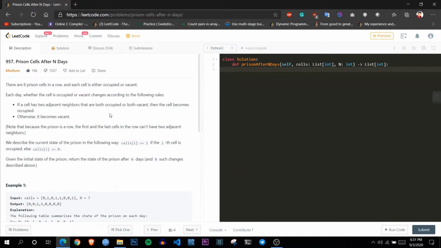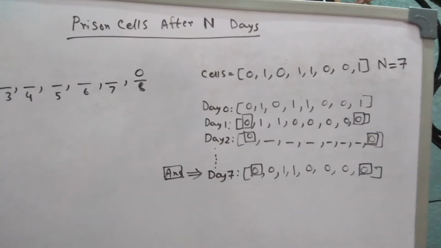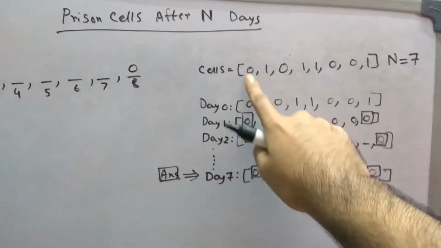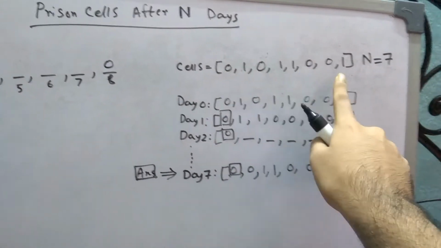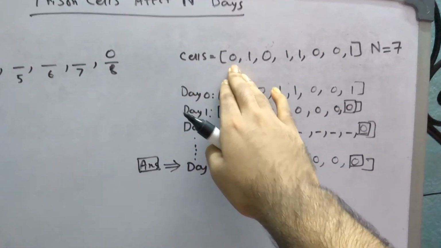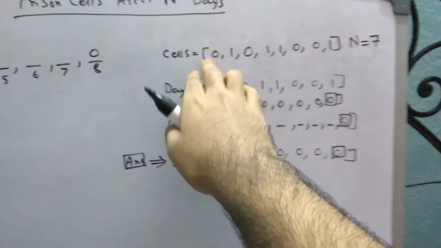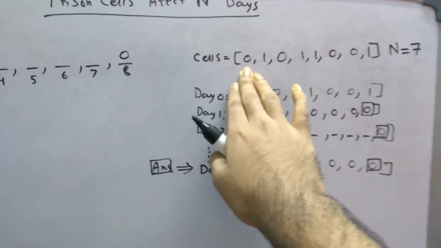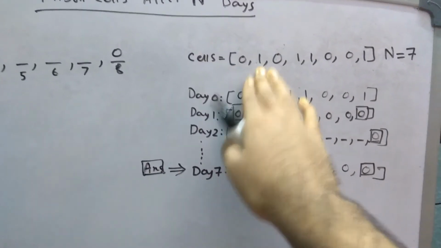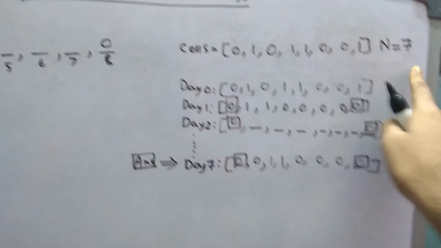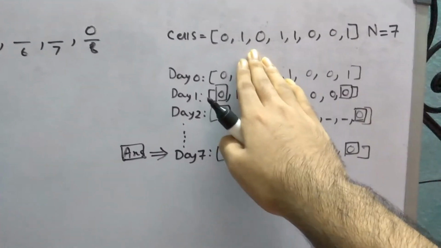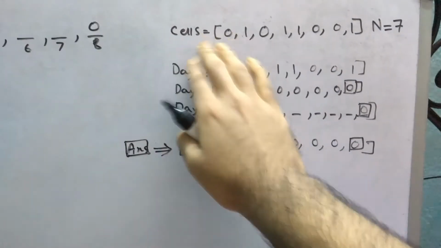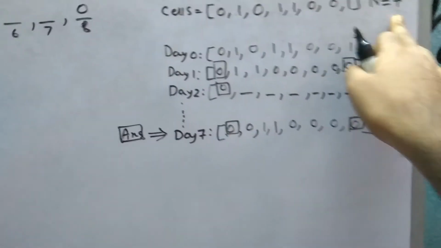Now let's go to the whiteboard and see how we can do this. Here is the example from LeetCode. The combination of cells on the first day is given: this cell is vacant, this cell is occupied, this cell is vacant, and so on. And n given is 7. We have to return the state of the cells after n days.